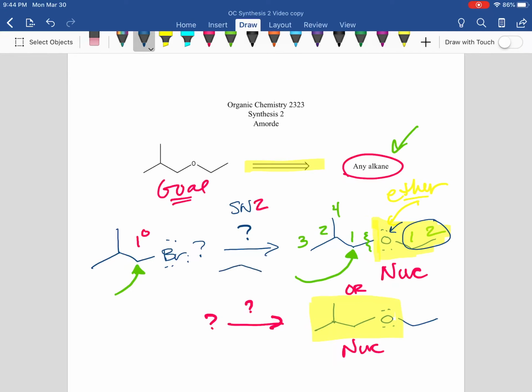If it's an SN2, it's got to be negative. So let's put a sodium out front, sodium methoxide. And then what kind of solvent do you want to use? We used DMF on the last one. We can use that again. So look at that. There's your SN2, and now you've just made that ether.